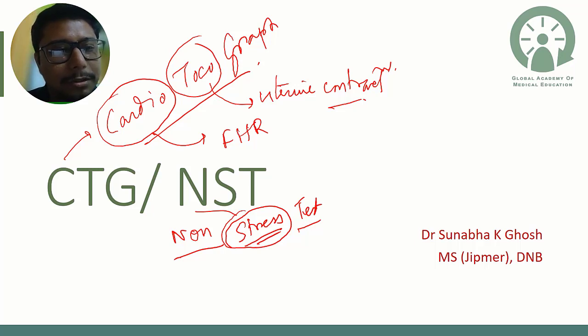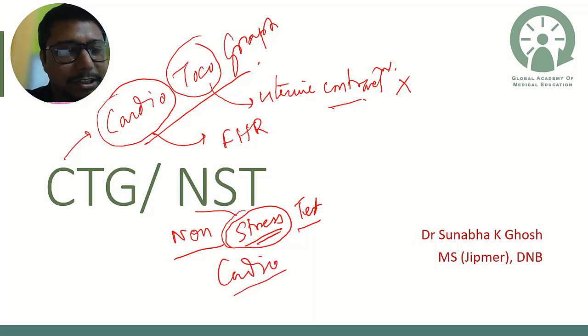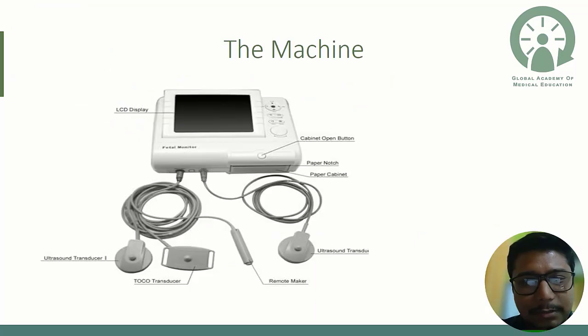And what is the definition of labor? Labor is basically uterine contraction producing cervical changes. So when she is not in labor, there is no uterine contraction, so there is no need to add the toco part. In simple terms, if we do only the heart rate tracing of the fetus against time without uterine contraction, it is known as the non-stress test, right? So let us now see the equipment.